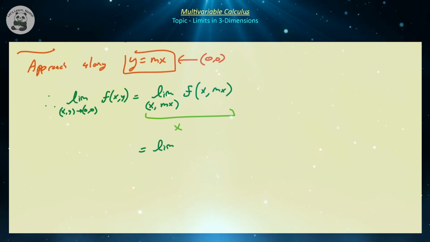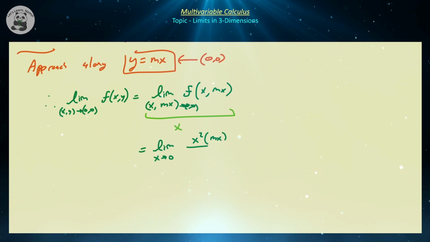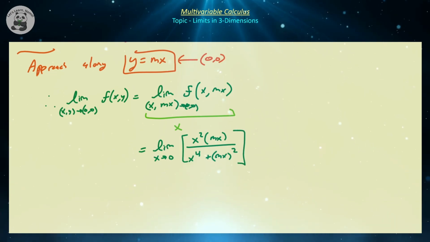So this is the limit, and keep in mind that's going to approach (0, 0). The limit as x approaches 0 of what? We're going to have x squared times y, which is mx, all over x to the power of 4 plus y squared. Now we have a one-dimensional limit. We should be able to deal with this in our traditional way.